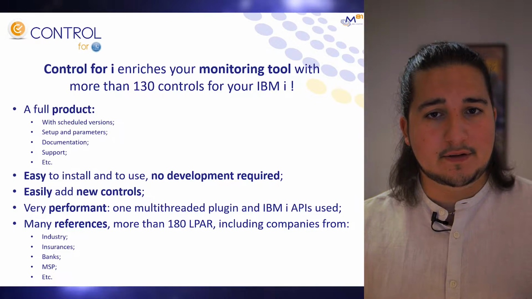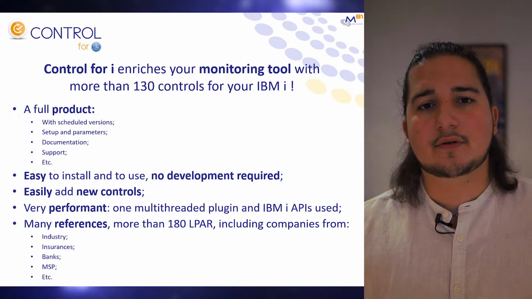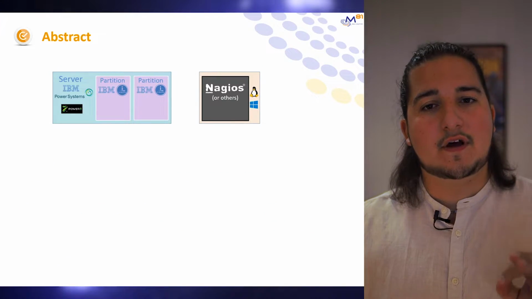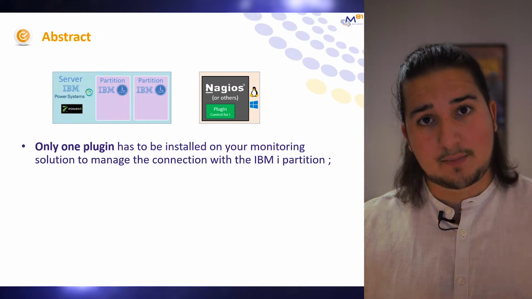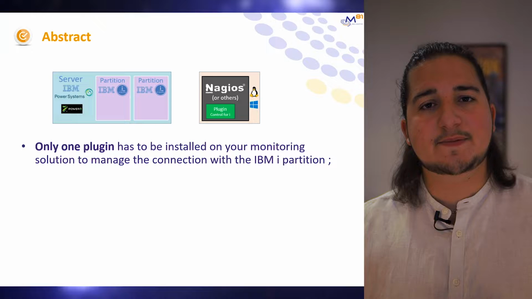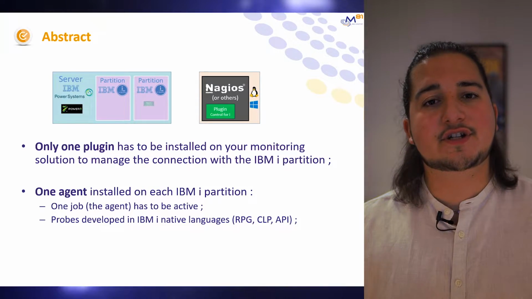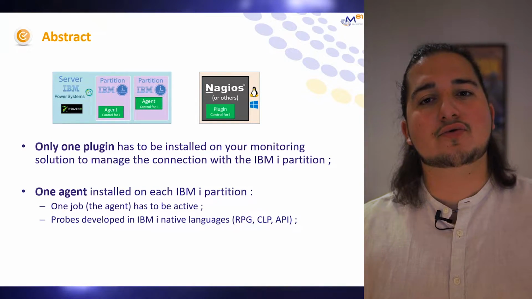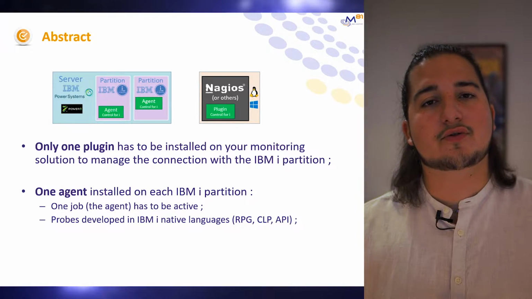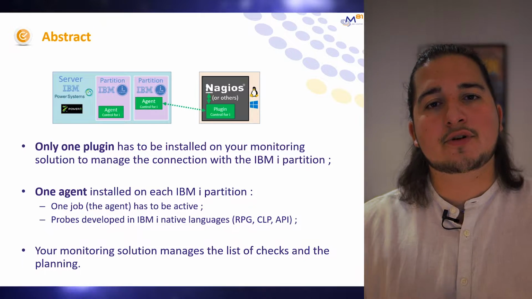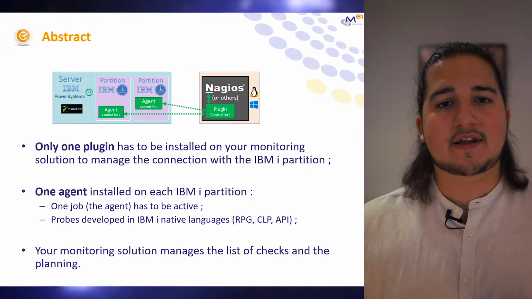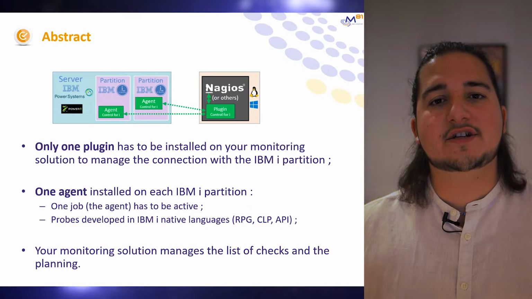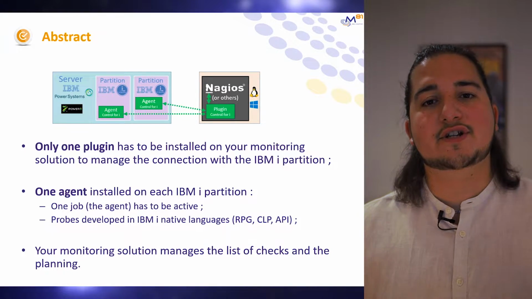Here on the right, you can see your monitoring solution. On it, you only need to install one and only one plugin, the Control4i plugin, that we develop and support. And for this plugin to communicate with your partition, we also provide the Control4i agent that needs to be running for each partition you want to monitor. This allows your monitoring tool to push checks through our plugin. Then, the plugin sends the IBMI command to the agent, which answers with the information you need.